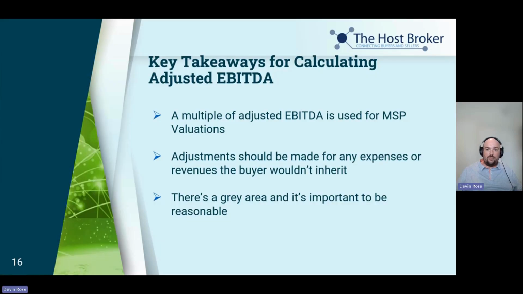So I wanted to leave this webinar with some key takeaways for calculating adjusted EBITDA. Adjusted EBITDA is important because it's used to determine valuations for MSPs. A multiple of adjusted EBITDA is typically used. Adjustments should be made for any expenses or revenues that the buyer wouldn't inherit. And there's a gray area when it comes to tabulating these, and it's important to be reasonable because the buyers are going to be scrutinizing any add backs, and you want to make sure that you're entering into any sort of a transaction with a buyer where there's mutual respect and mutual credibility.